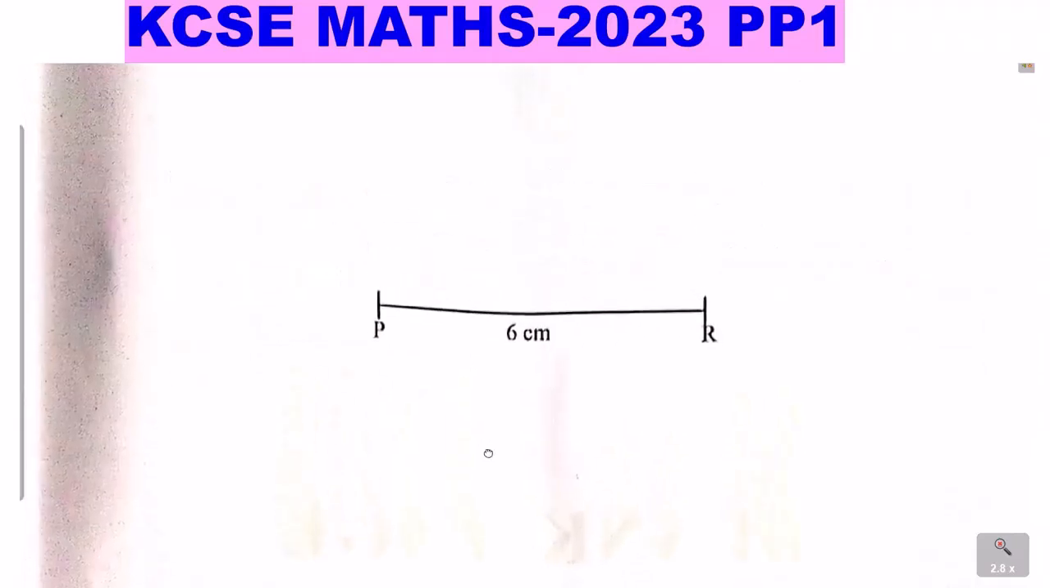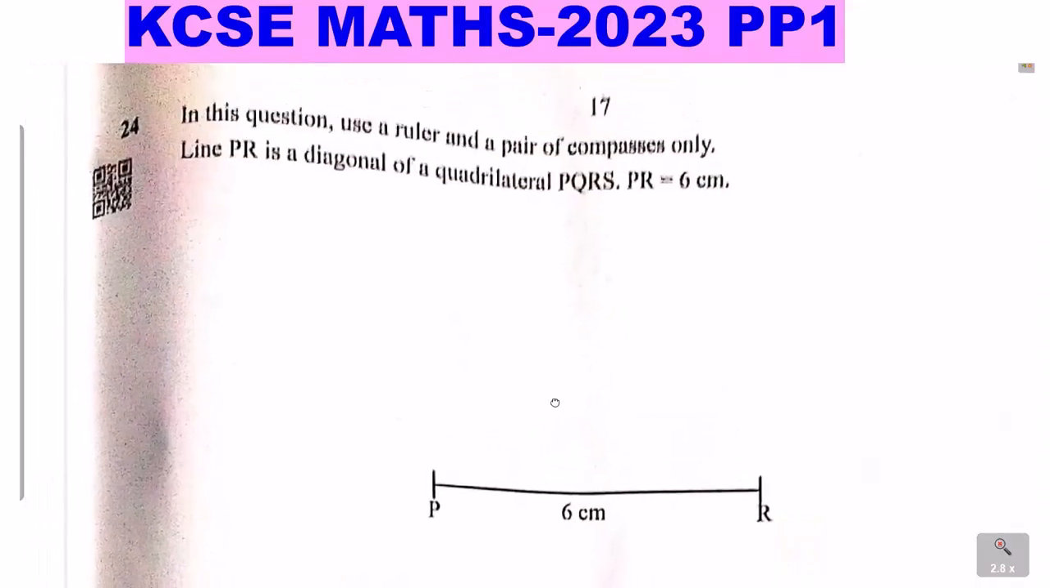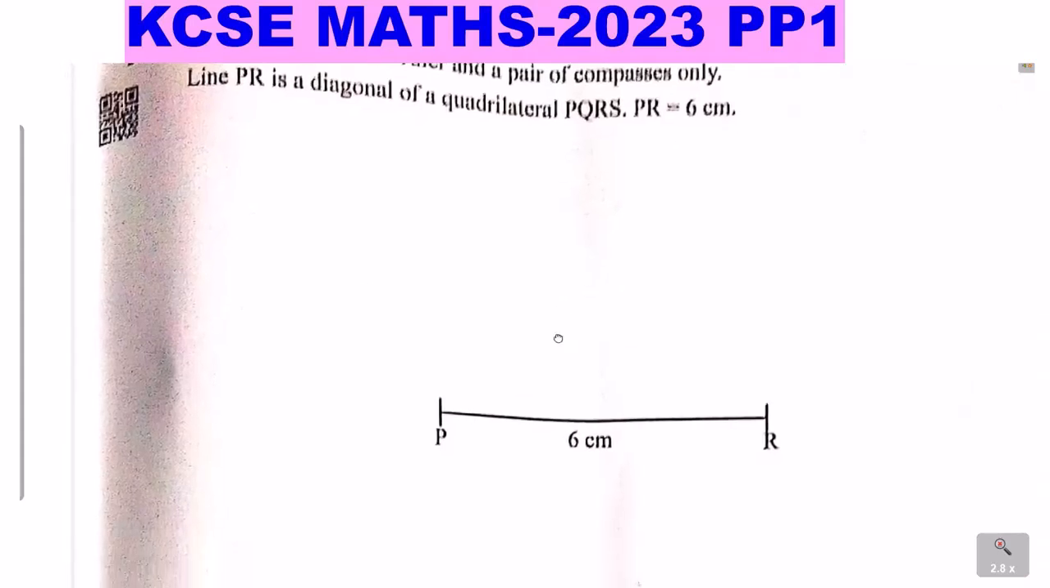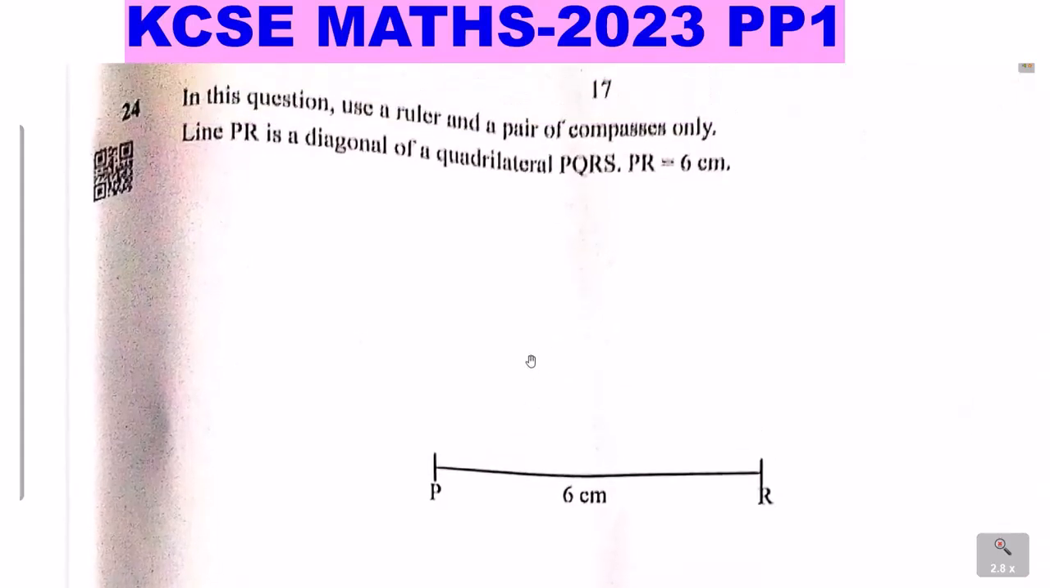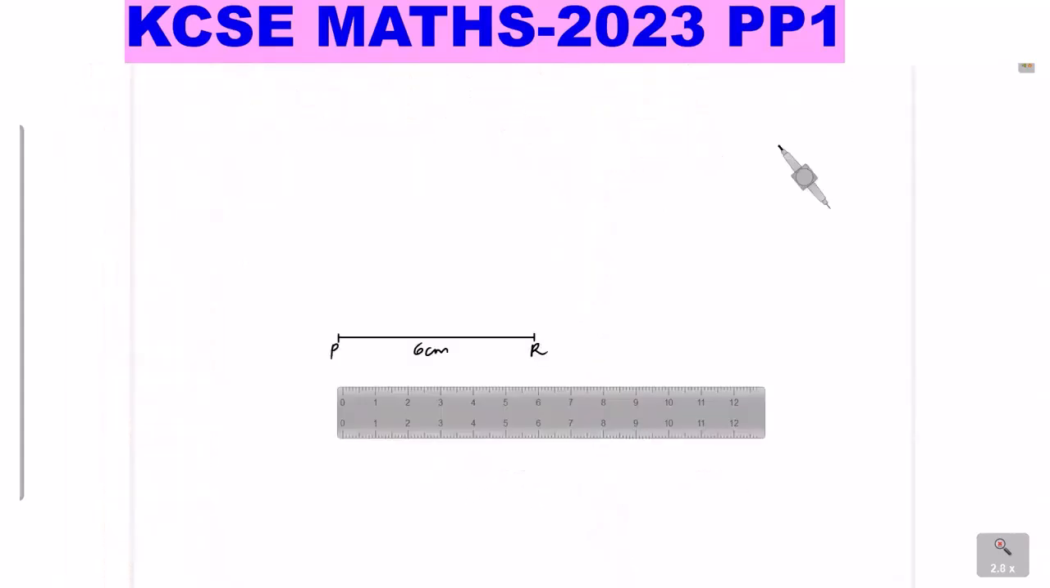I will not use this line. The line is not straight. It is distorted due to poor scanning. So allow me to just draw another line on a different page. There's no difference that it's going to make in the solution as long as it is a line PR of 6 centimeters. So I've drawn the line there.